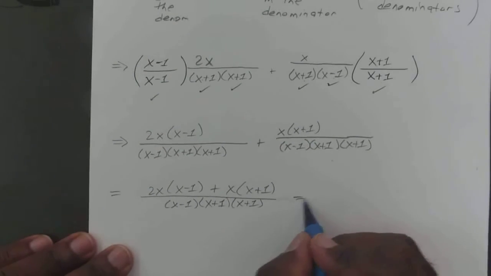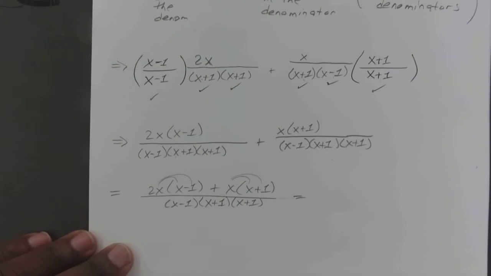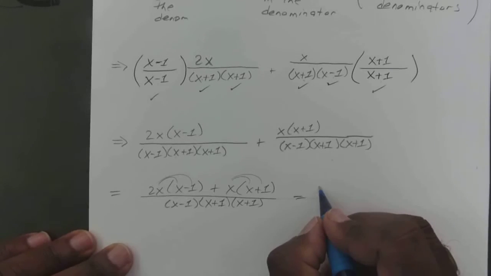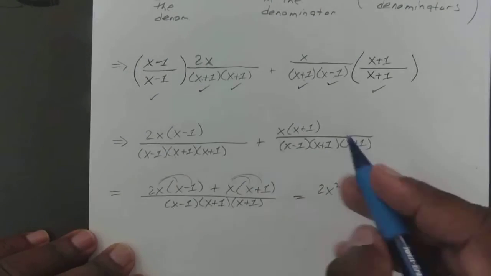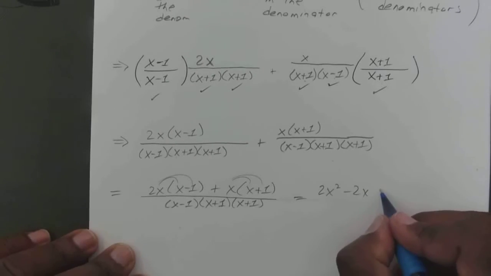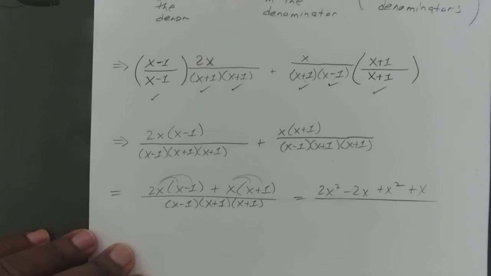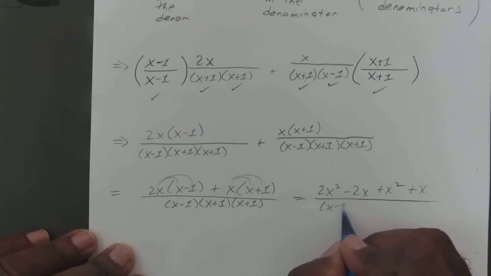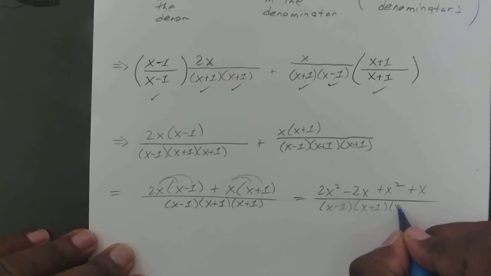Okay, so now we just go ahead and simplify by getting rid of all of our parentheses. So we have 2x squared minus 2x plus x squared plus x, all over x minus 1, x plus 1, times x plus 1.